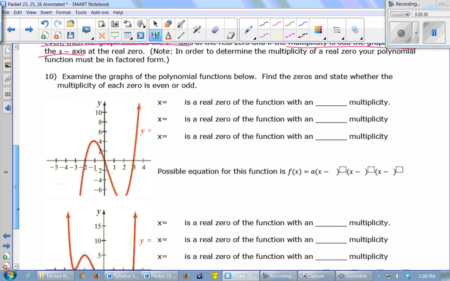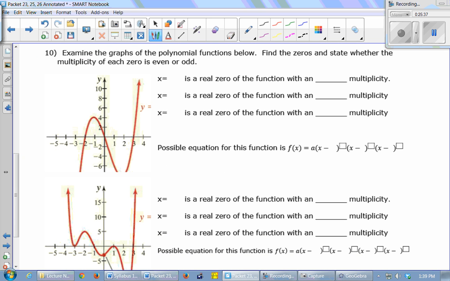So let's do another example with this. Here are some graphs of polynomial functions. We want to find the zeros and state whether the multiplicity is even or odd. My first zero in this picture is at −2, right? That's the first x-intercept. Does it have an even or an odd multiplicity? Odd, because it goes through the axis. That means it might be a factor once or 3 times or 5 times. We don't know. We just know it's odd.